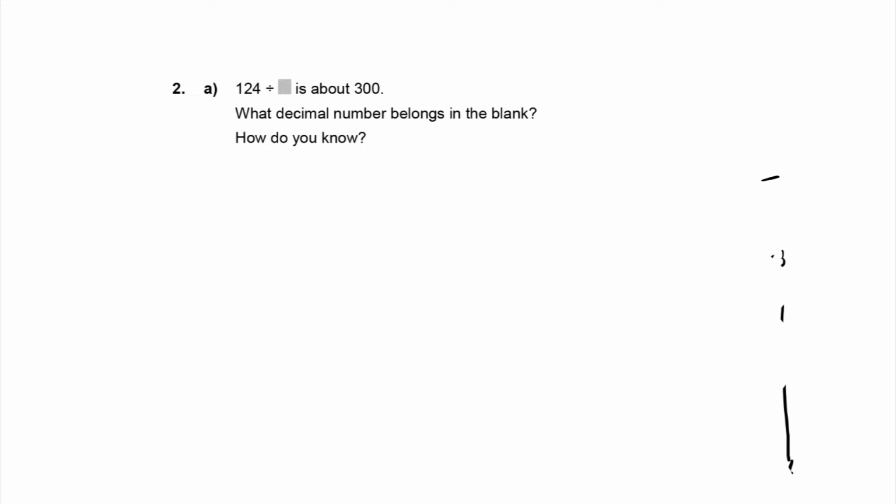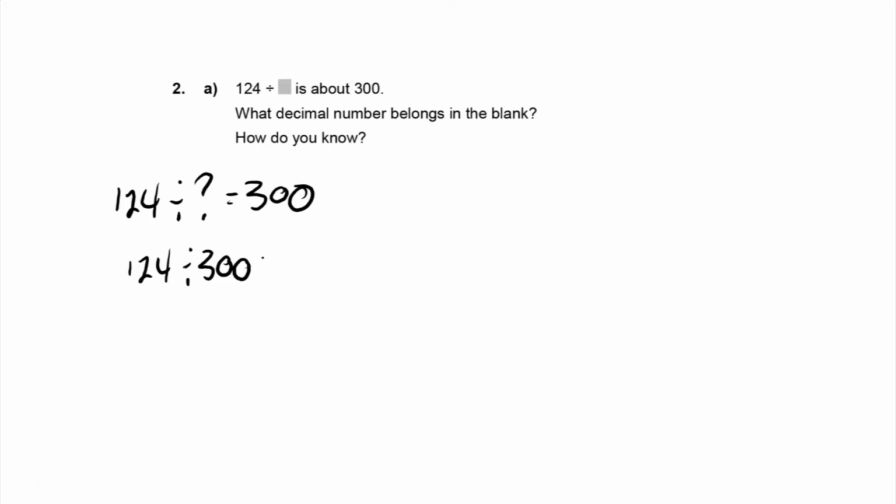124 divided by something is about 300. What decimal number belongs in the blank? Remember, 10 divided by 2 equals 5, therefore 10 divided by 5 equals 2. Using that rule, if 124 divided by something is equal to 300, then 124 divided by 300 is equal to that something. So we need to do that as long division.